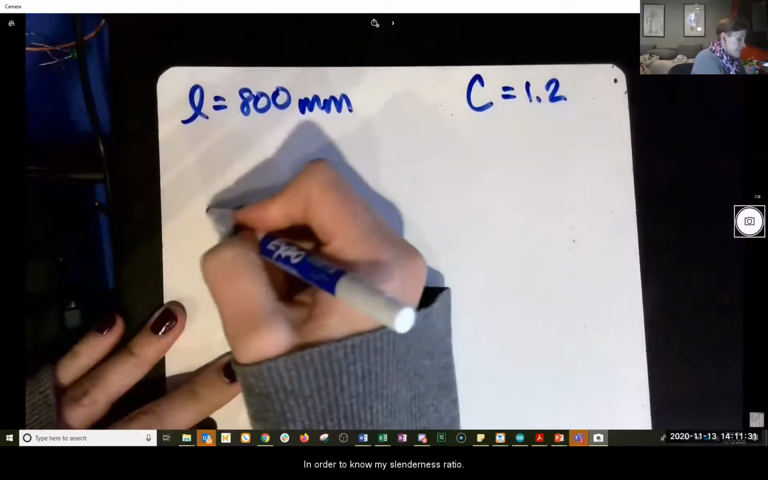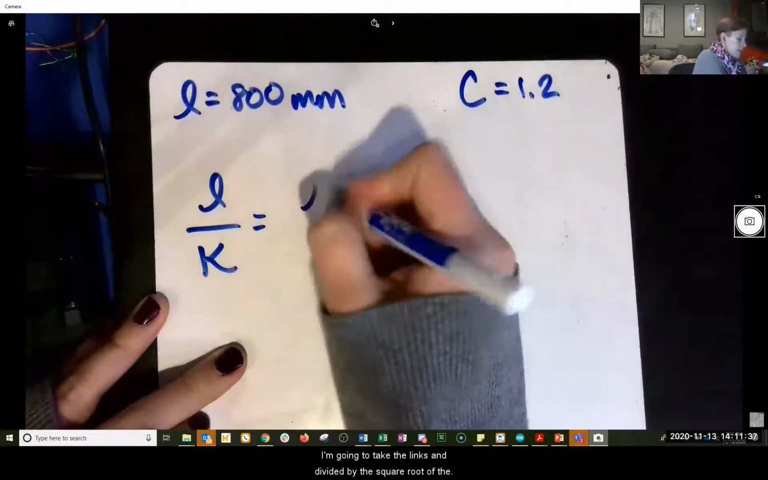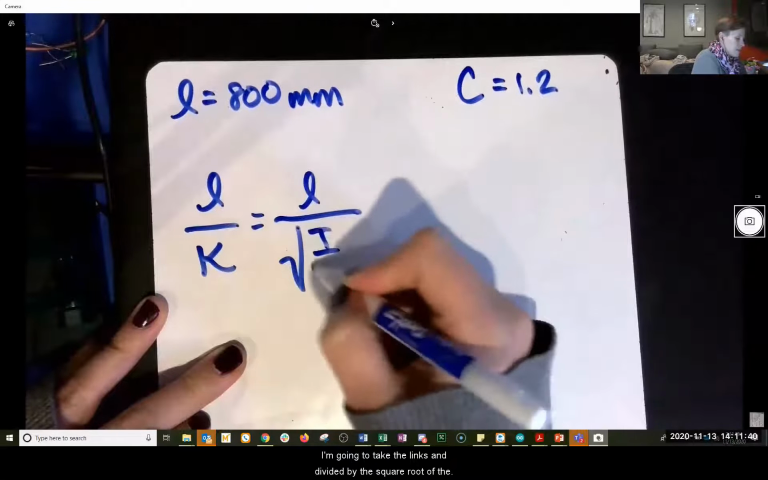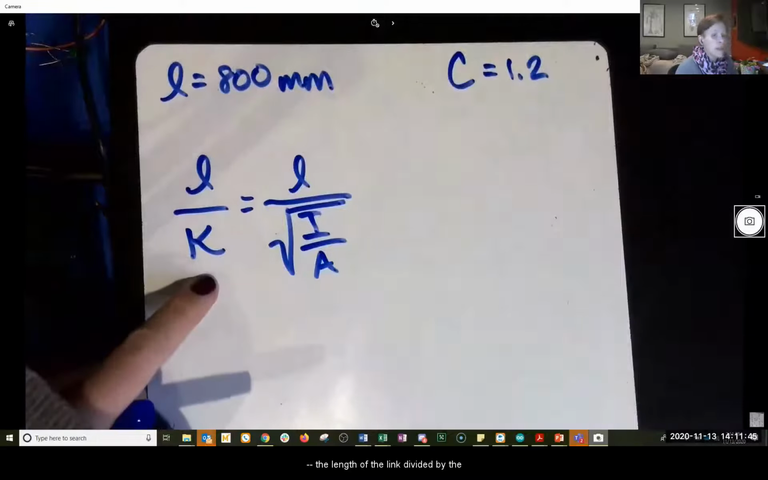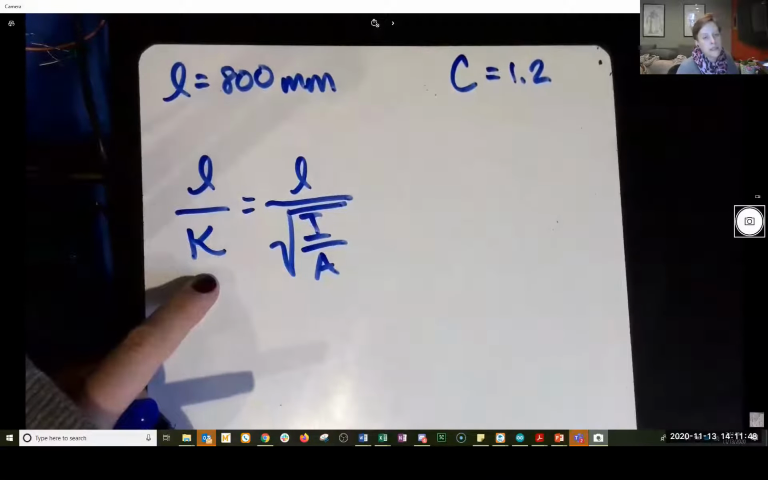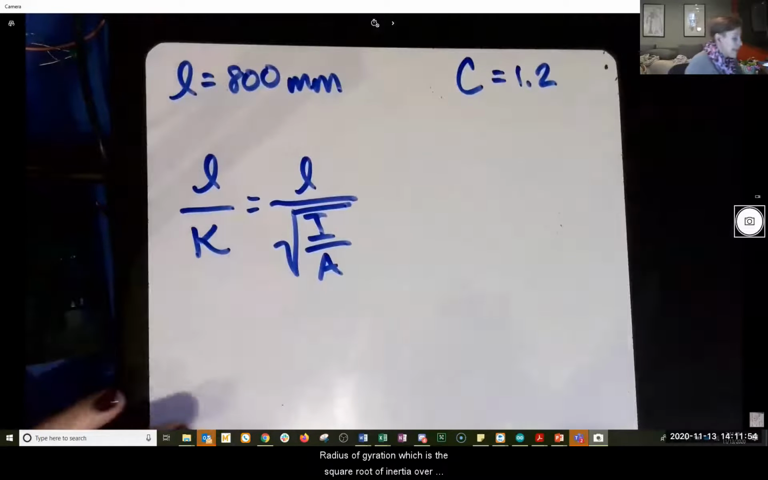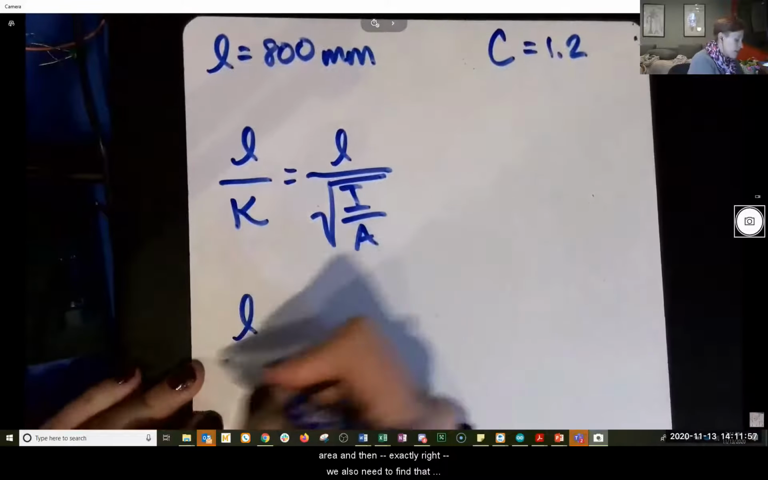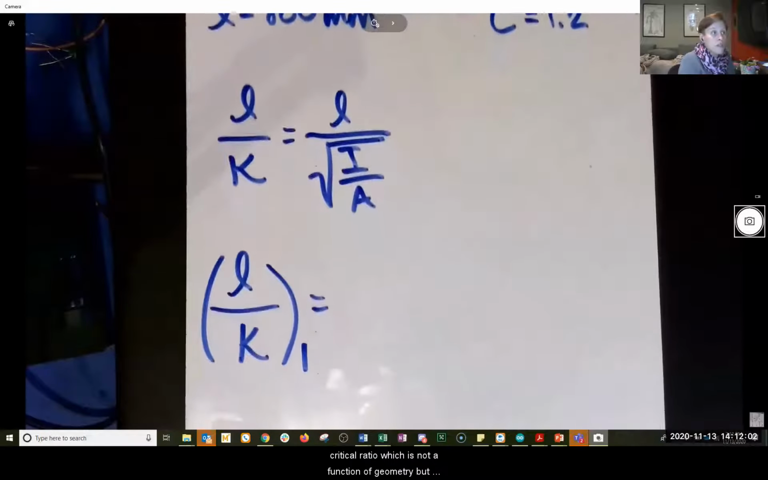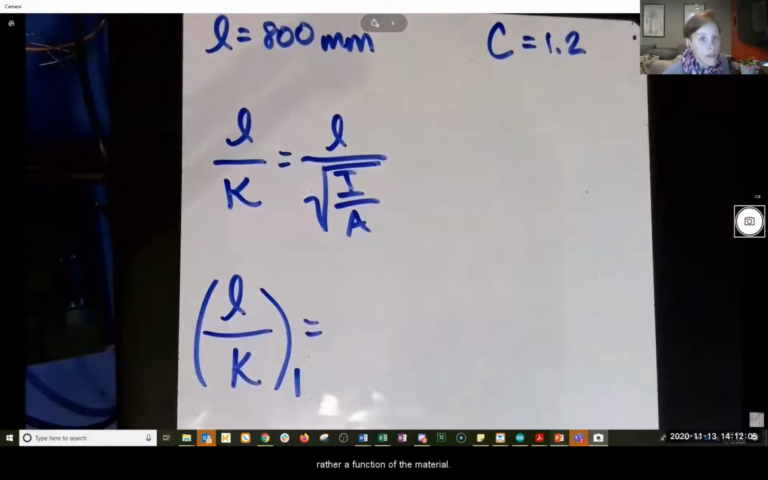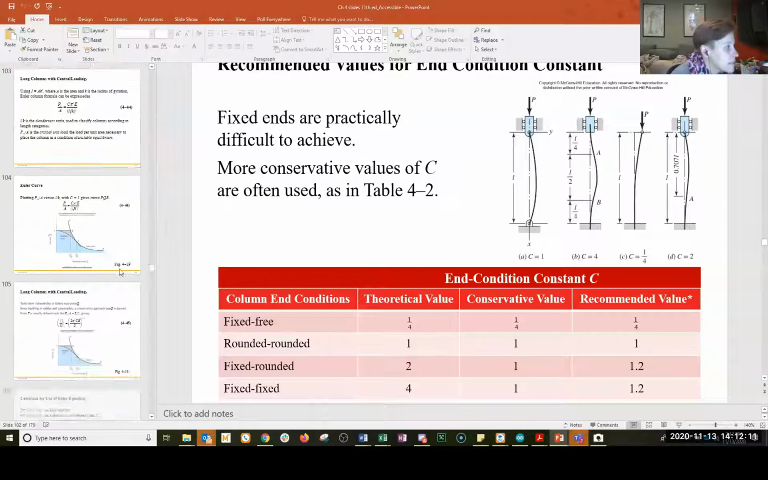In order to know my slenderness ratio, I'm going to take the length and divide it by the radius of gyration, which is the square root of inertia over area. And then, Jasper, exactly right, we also need to find that critical ratio, which is not a function of geometry, but rather a function of the material and the end conditions. So let's go ahead and find that expression here.